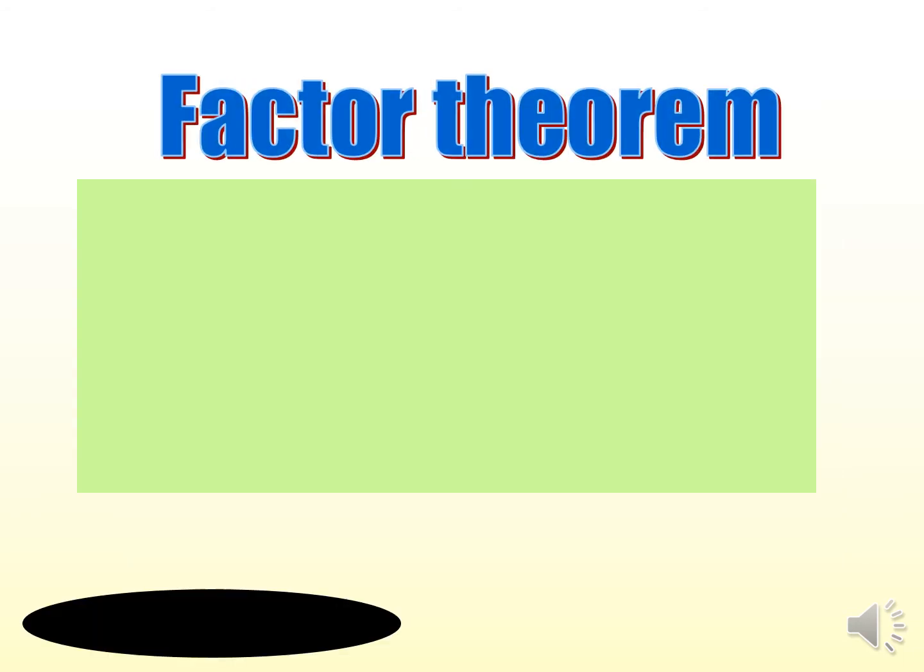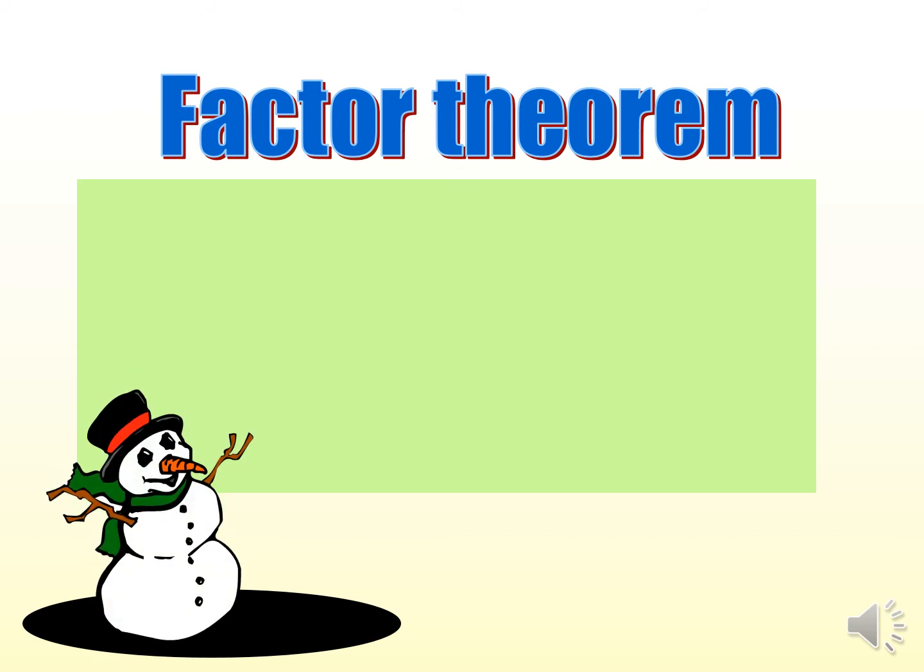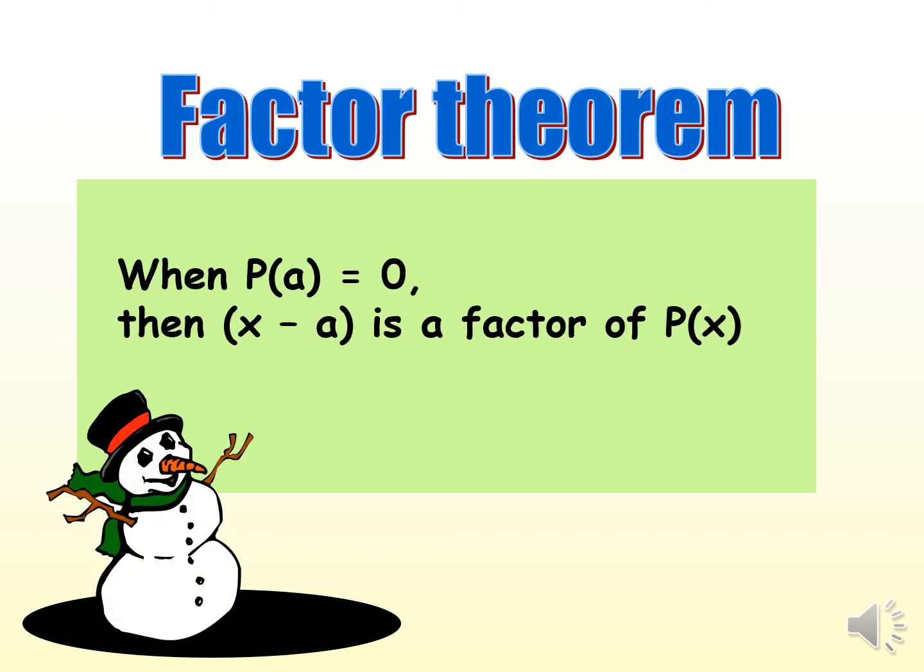Factor theorem. When P(a) equals 0, then x minus a is a factor of P(x), which means the remainder equals 0.